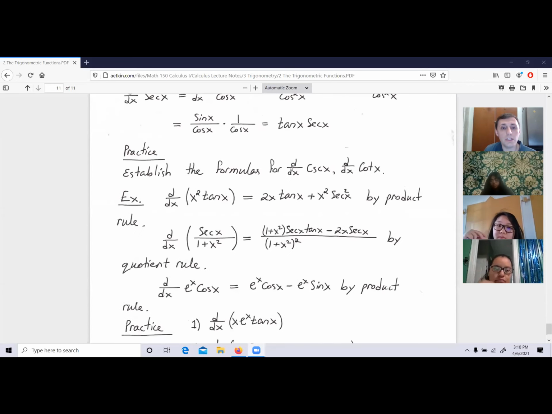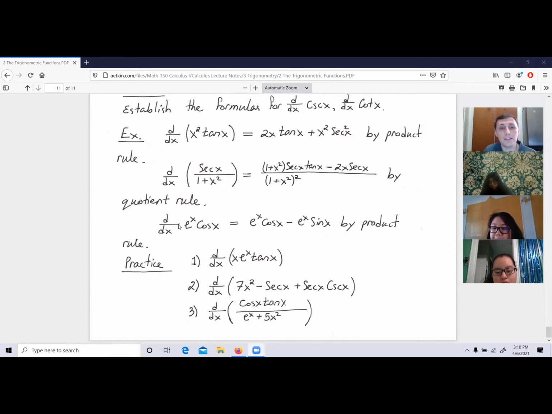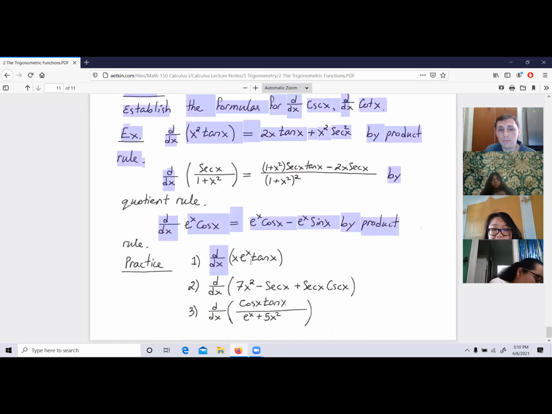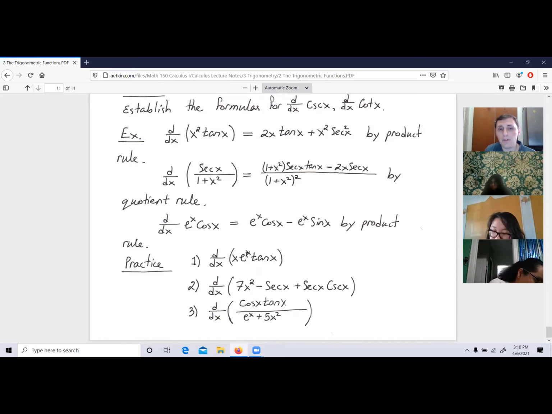All right, guys, so here is the derivative, for instance, of e to the x times cosine x: e to the x cosine x minus e to the x sine x, right? This is the product rule. Guys, would you like to do practice number 1? Do this one. Derivative of x e to the x tangent x.